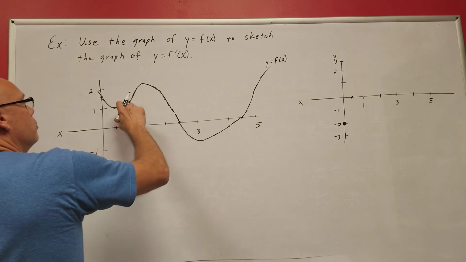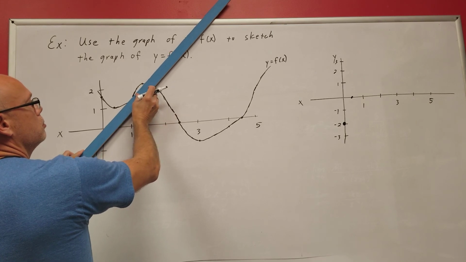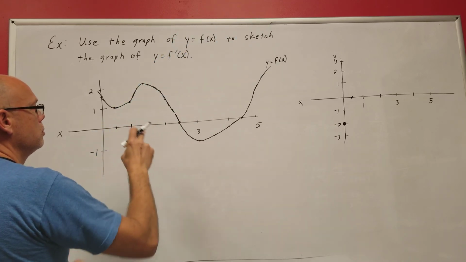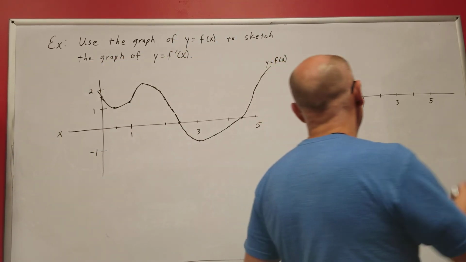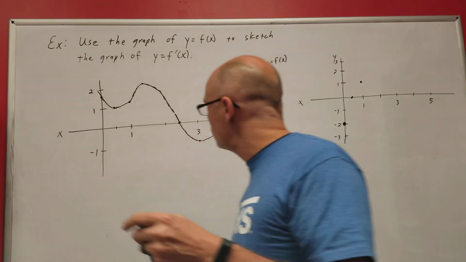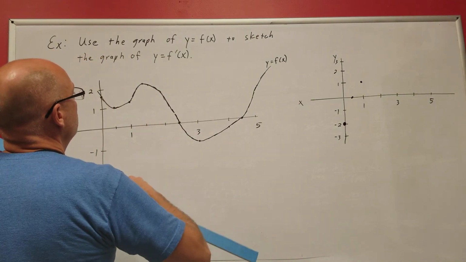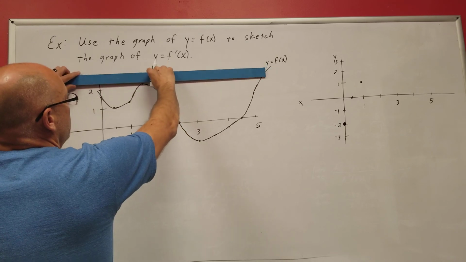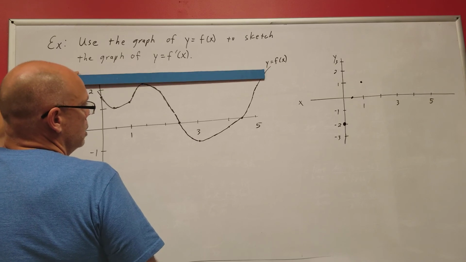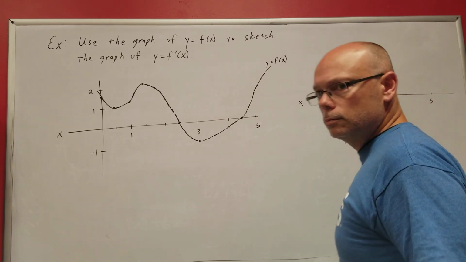How about at 1? At 1, I'm right here. And what's the slope of my tangent line at 1? Some positive value, right? Maybe like a +1. So at 1, the slope of my tangent line is 1. Now you might have put 2 here. That would have been okay because we're guessing this anyway. How about at 1.5? At 1.5, what is the slope of my tangent line at that point? 0. So let's plot 1.5, 0.